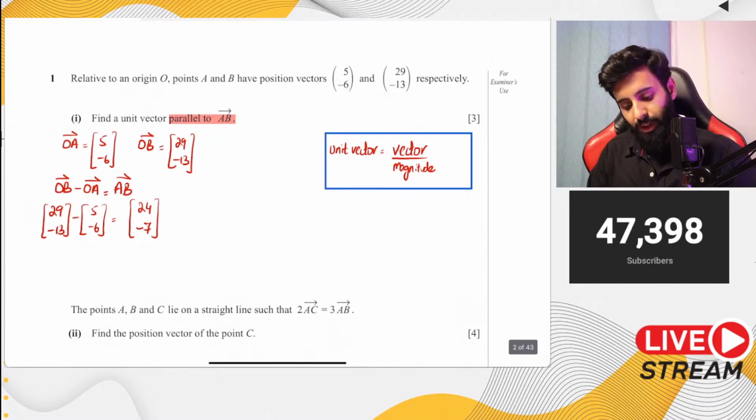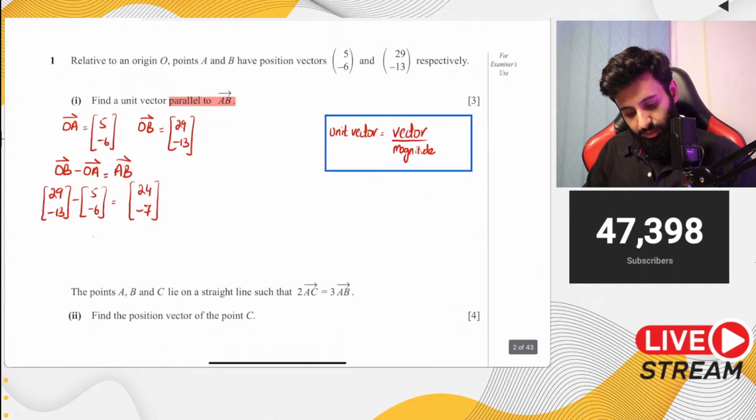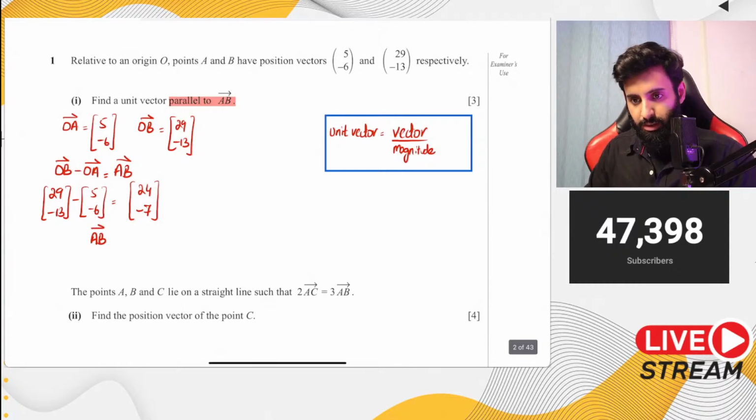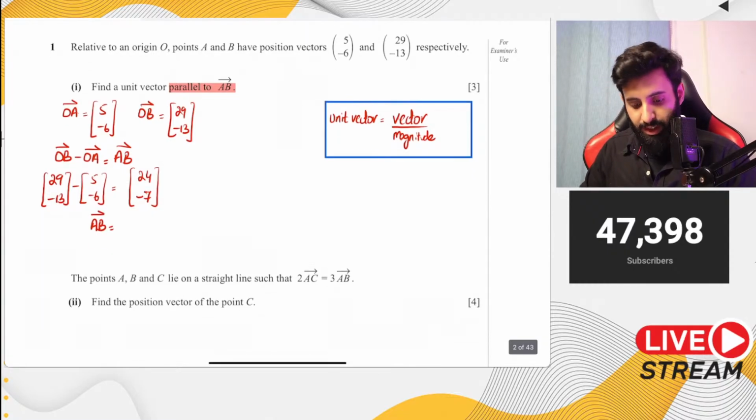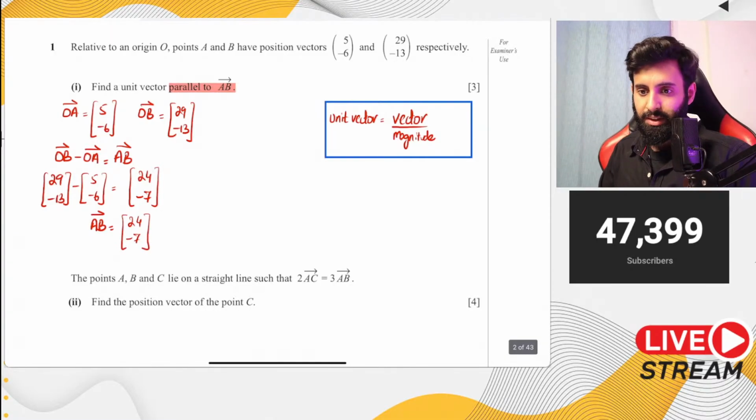Okay. Now, so here's vector AB. Now, if you want to find out the unit vector of AB, better read the title. Read the title, you'll find out whether it's maths or ad maths. I mean, is it really that difficult to read the title?